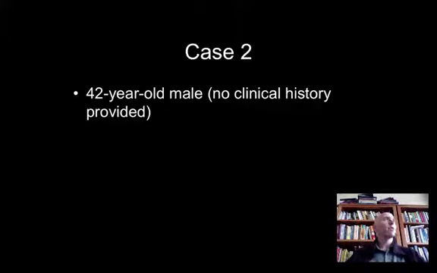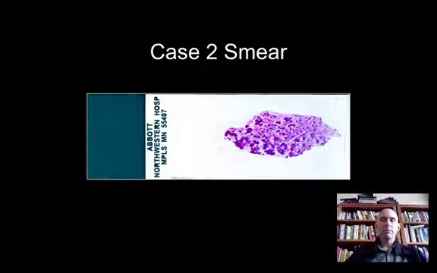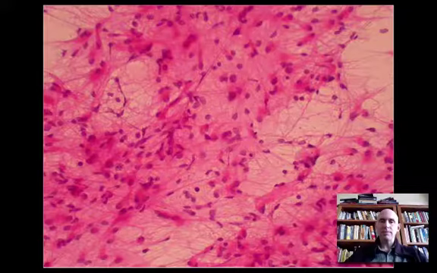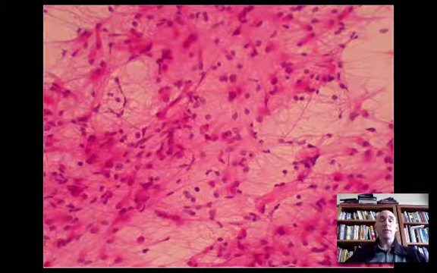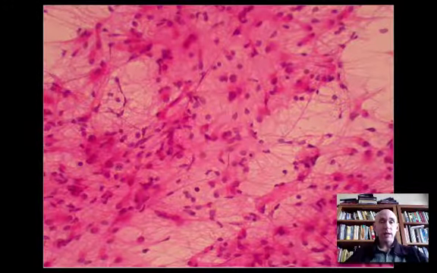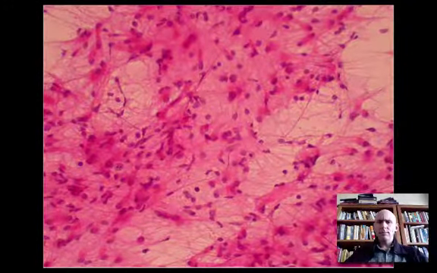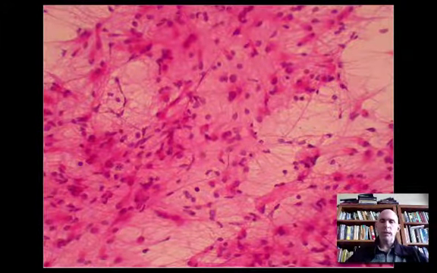So let's move ahead. Our next case is that of a 42-year-old male, and we don't have any clinical history. But we do have a beautiful smear. It's a nice oval. It's very well dispersed. You can see that even at 1x. And by golly, it's abnormal. Not just abnormal, but neoplastic, clearly astrocytic, with very well-developed cytologic processes and eccentric oval nuclei.